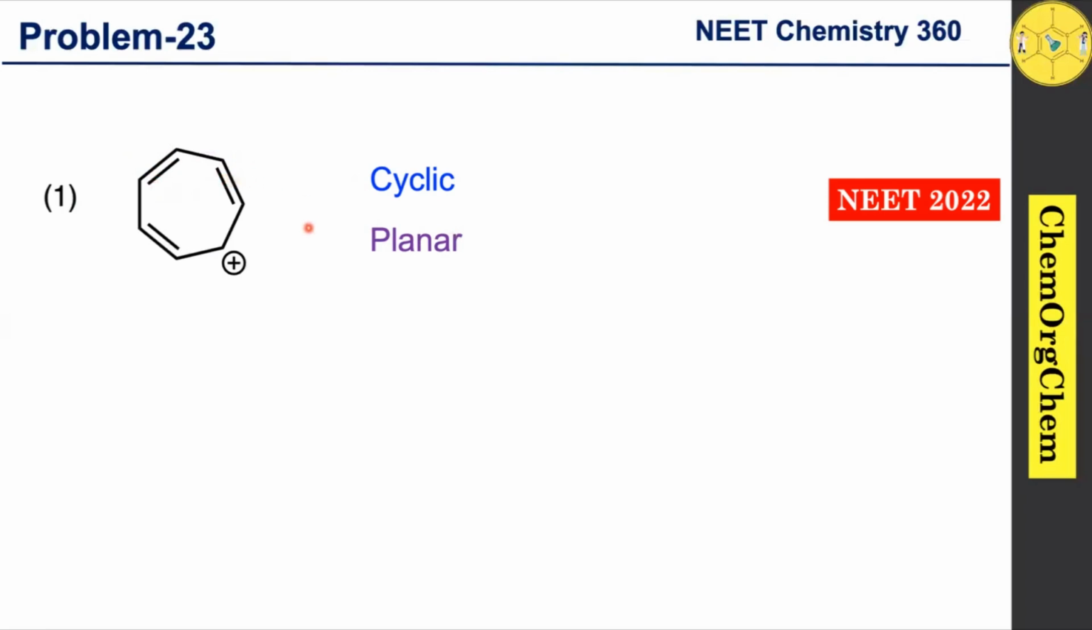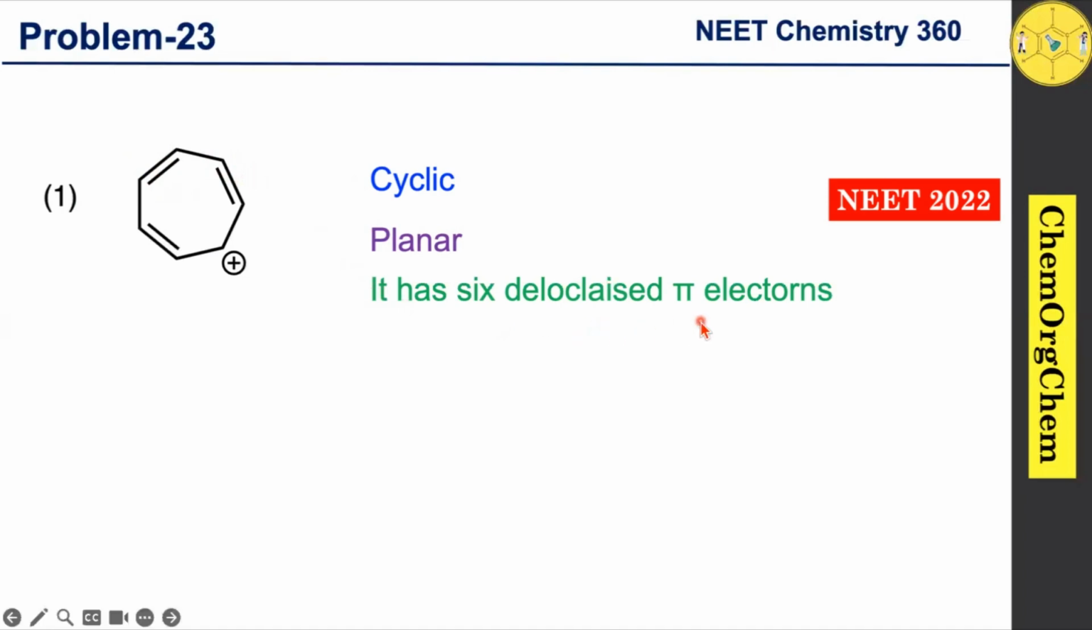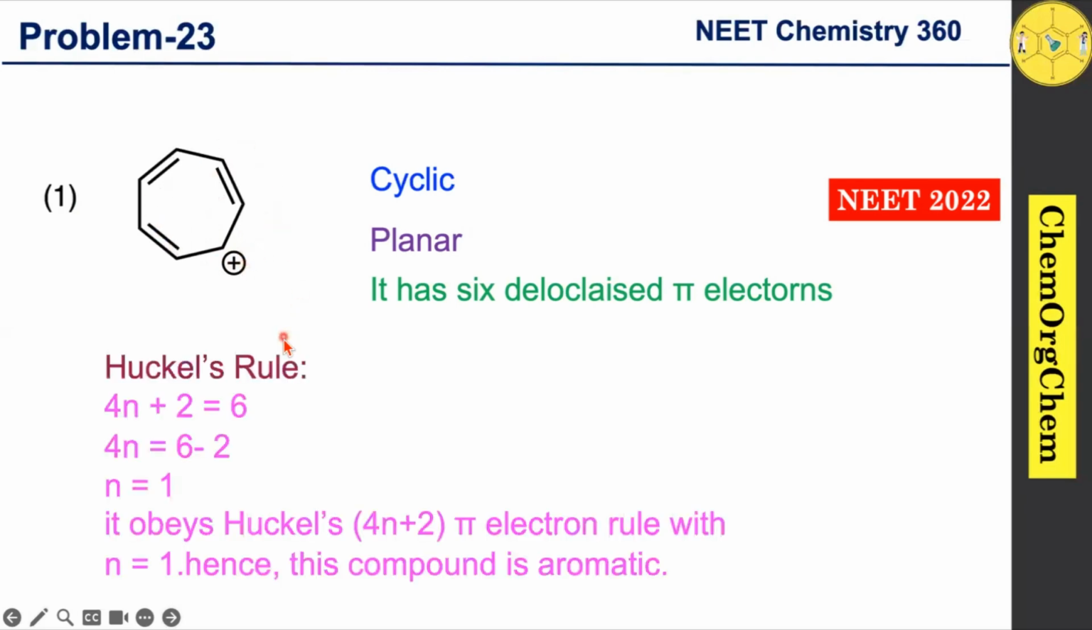Next, moving on, is it conjugated or not? Yes, it is conjugated, with 6 delocalized pi electrons. We have alternating double and single bonds and the positive charge, which indicates a vacant p orbital that can participate in the delocalization. So it is a fully conjugated system. Next, moving on to Huckel's rule. Let's count the number of pi electrons present in this system. There are 6 pi electrons present in the system.